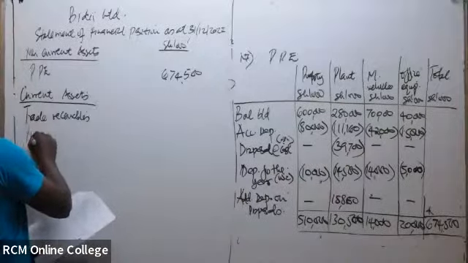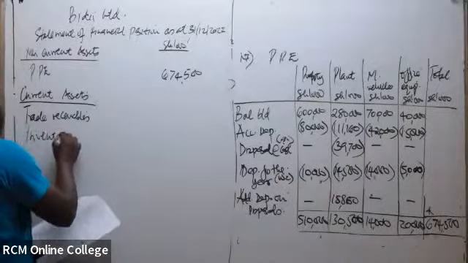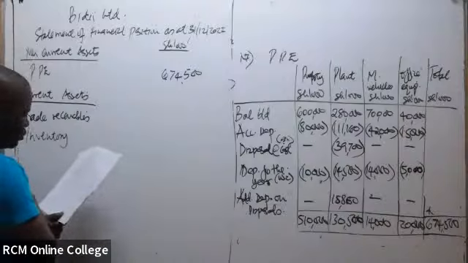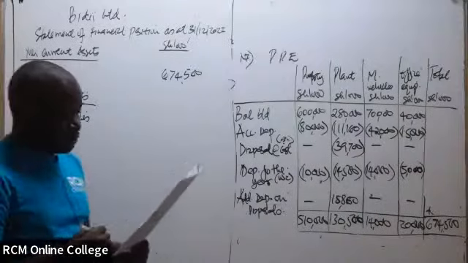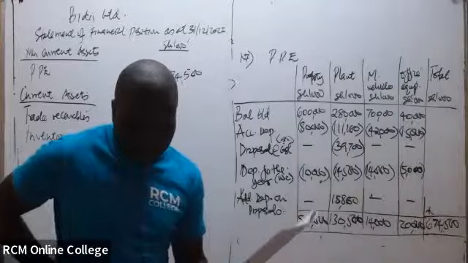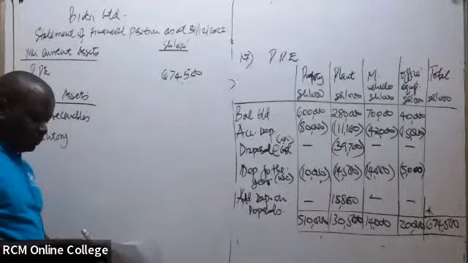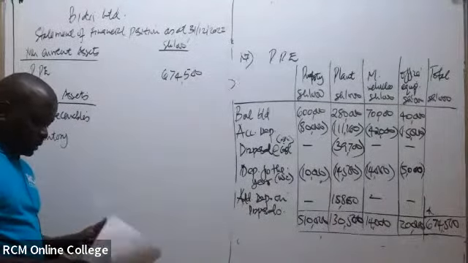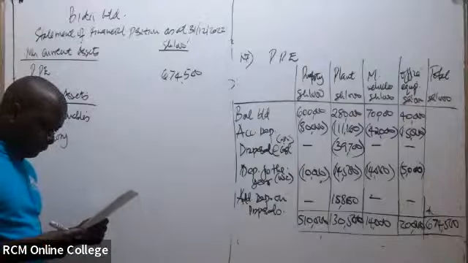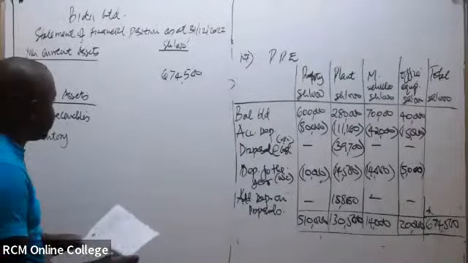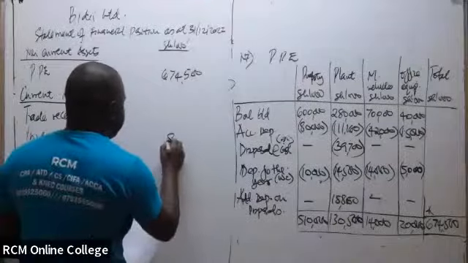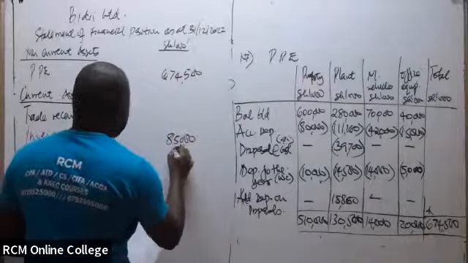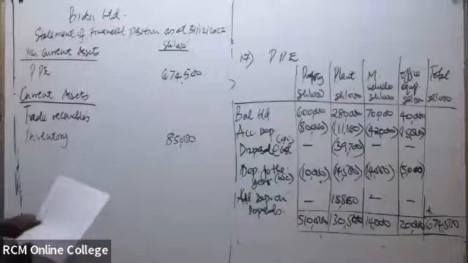We have also inventory. Inventory in this case, you've been given in the additional information, additional information number 5. So inventory in this case is 85 million.